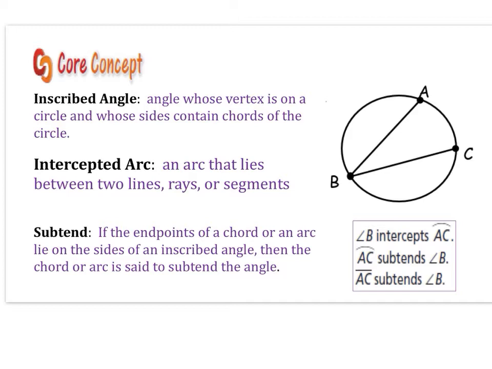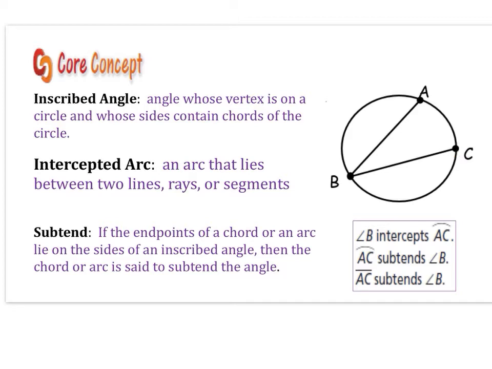All right, the intercepted arc: an arc that lies between two lines, rays, or segments. So here we have arc AC. So we say that angle B intercepts arc AC.